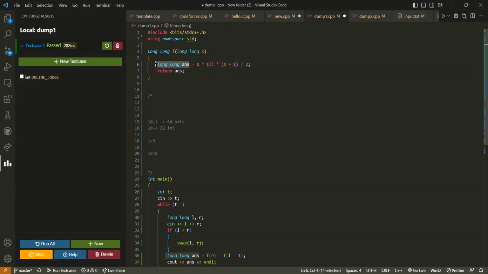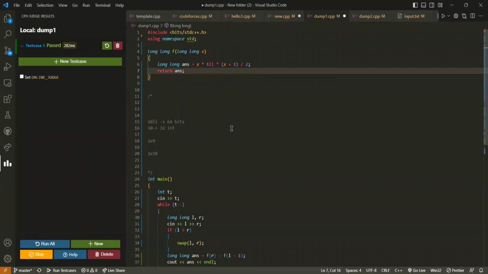The compiler reads from left to right. The compiler knows this thing is long, but doesn't know whether this other thing is long or not. So if we multiply with the long, then I make sure that this whole thing is a long, and this won't overflow. Am I clear now?